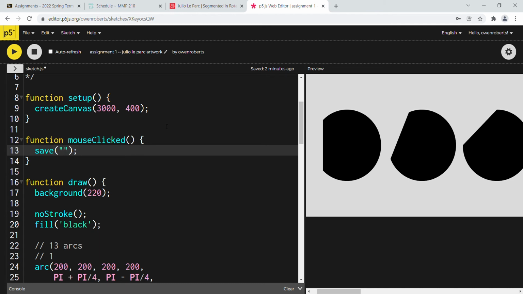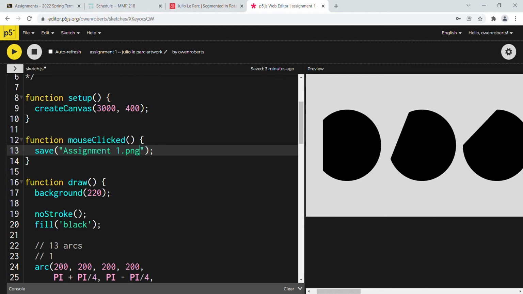So I'm going to call this assignment 1, Julio Leparc. Or I guess I could put my name on it. It actually doesn't really matter. I'm just going to say assignment 1 dot PNG. And if you want to put your own name on it, that might be useful, but it doesn't really matter that much. That's going to give us a PNG, but you can also do a JPEG if you want to.